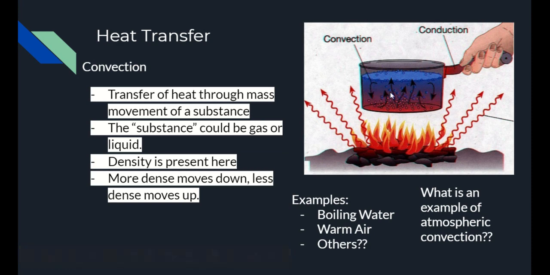And so what you get is this cycling, like we've got here in our pot, where the cold water is more dense than the warm water. So the warm water heats up, it starts to expand, it starts to rise, and then the cold water takes its place because it's heavier, it sinks. And so you start these cycles called convection currents, which are happening in this boiling pot of water, right? So you get the cold water coming down, the hot water coming up. All right, so examples again would be boiling water, warm air, right?